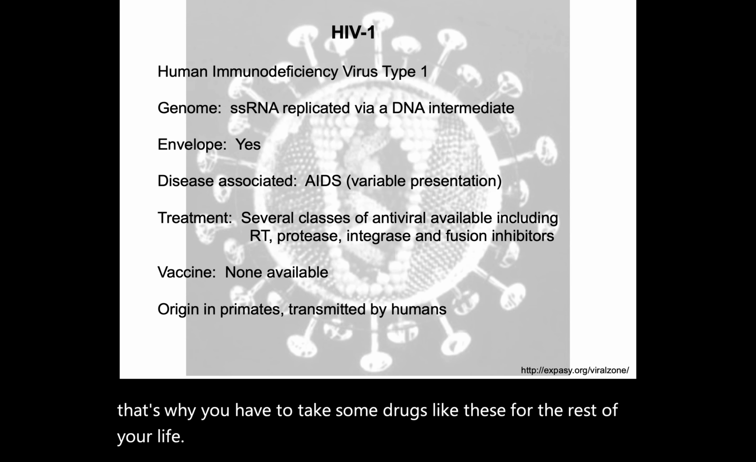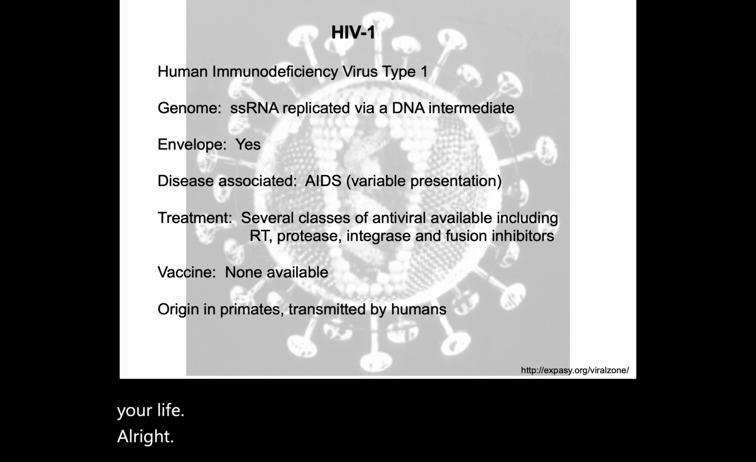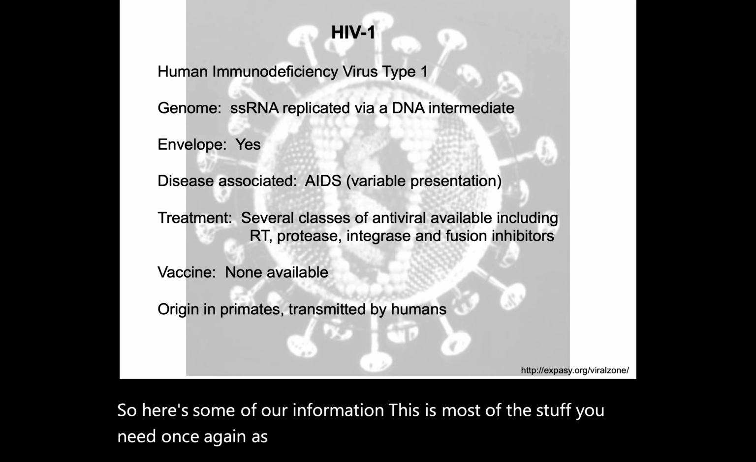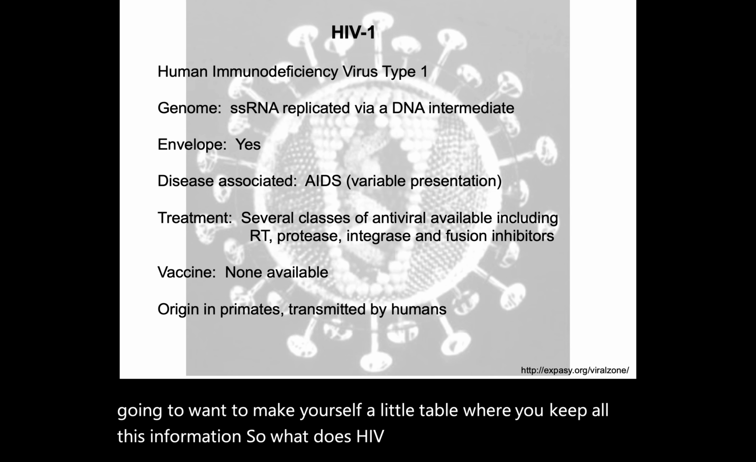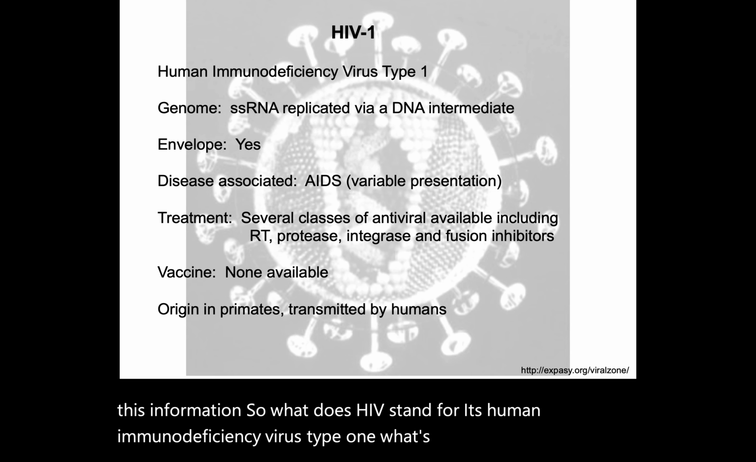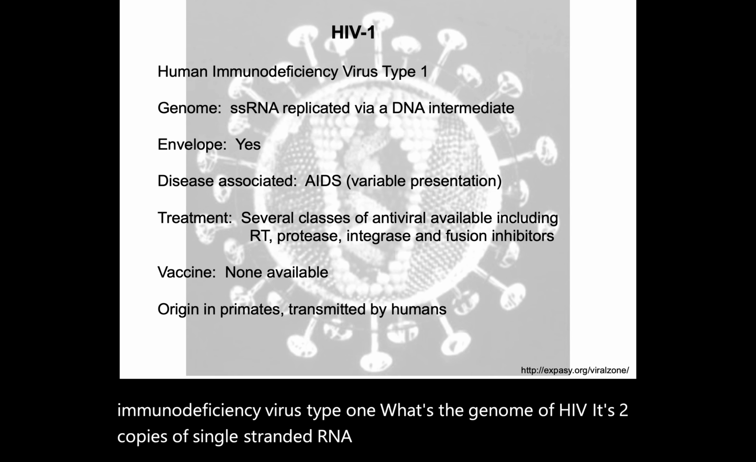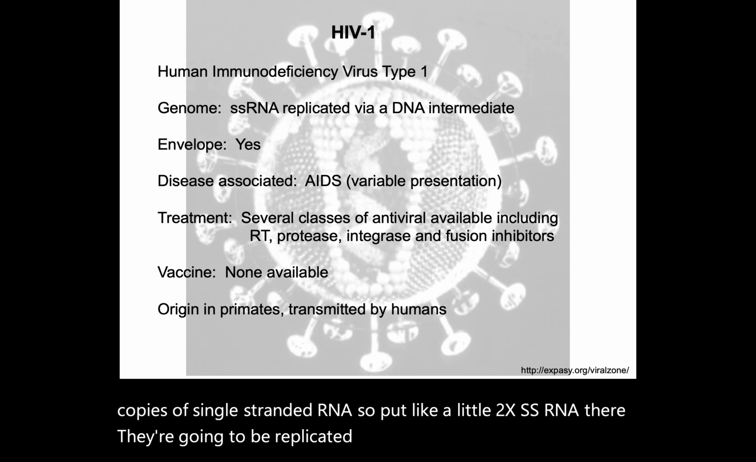All right. So here's some of our information. This is most of the stuff you need. Once again, as in the histone chapter, I would say you're going to want to make yourself a little table where you keep all this information. So what does HIV stand for? It's human immunodeficiency virus type 1. What's the genome of HIV? It's 2 copies of single-stranded RNA. So put like a little 2X ssRNA there. They're going to be replicated via a DNA intermediate.